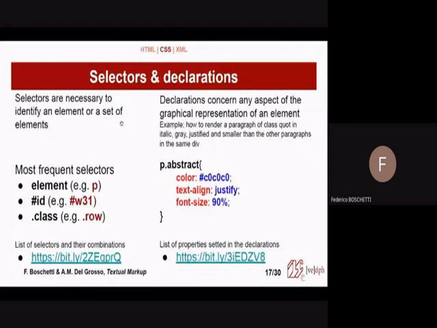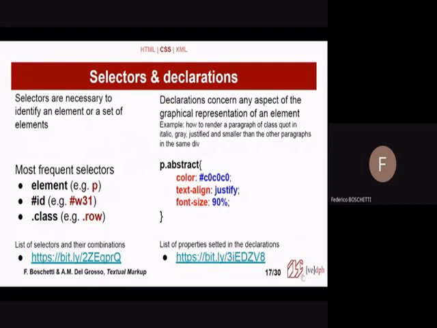So selectors are necessary to identify an element or a set of elements. The most frequent selectors are selectors for elements. So for example, you say just P. All the paragraphs must be, for example, in blue, or in black, or in italics, or in bold, or with a specific margin, and so on.